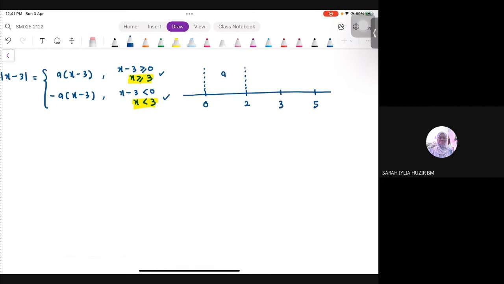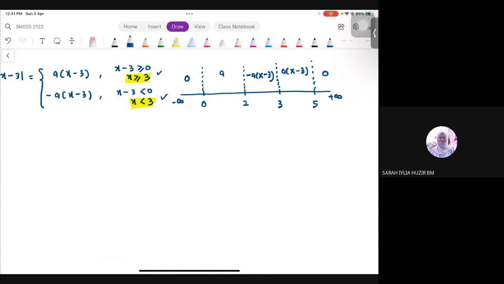At 3, kita kena berubah juga. Okay. So, when it's greater than 3, so maksudnya based on the number line from 3 up to 5, we will use a positive function, A times x minus 3. When it's less than 3, maksudnya kat sini from 2 up to 3, we have to use the negative function. Negative of A times with x minus 3. And then because it's 0 otherwise, maksudnya negative infinity up to 0 is 0. 5 to positive infinity pun 0. Itu function kita yang sebenar.